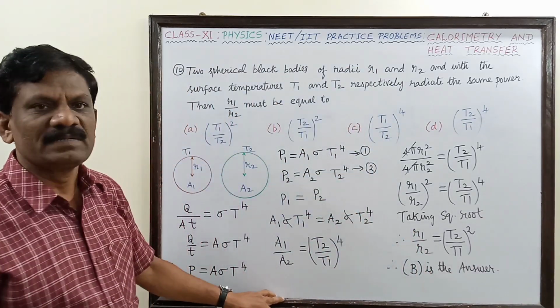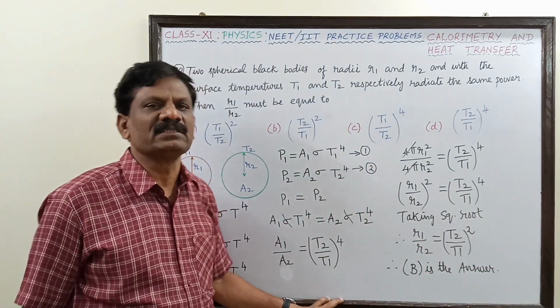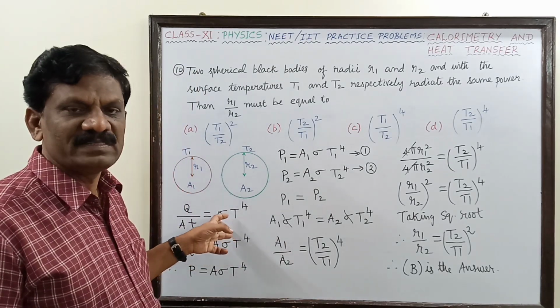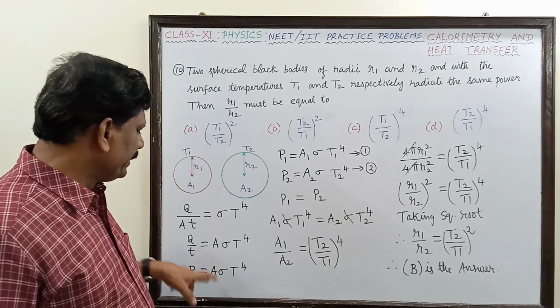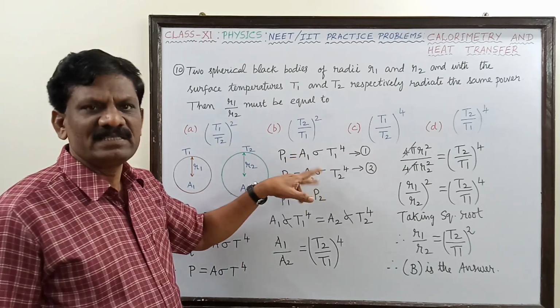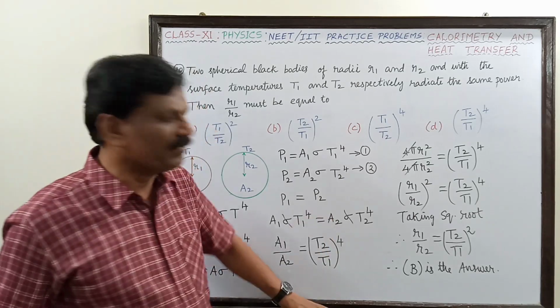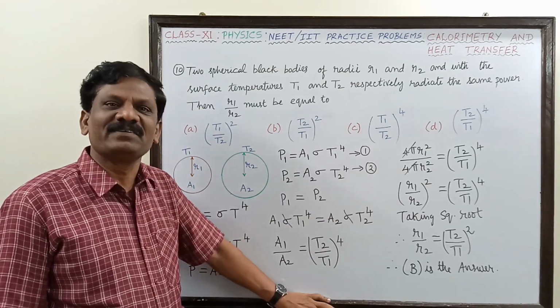So this problem is based on Stefan's law of radiation. We started with the mathematical expression of Stefan's law and we applied it for two different spheres having different radii. And finally we have got option B as the correct answer. I hope you must have understood well. Fine.